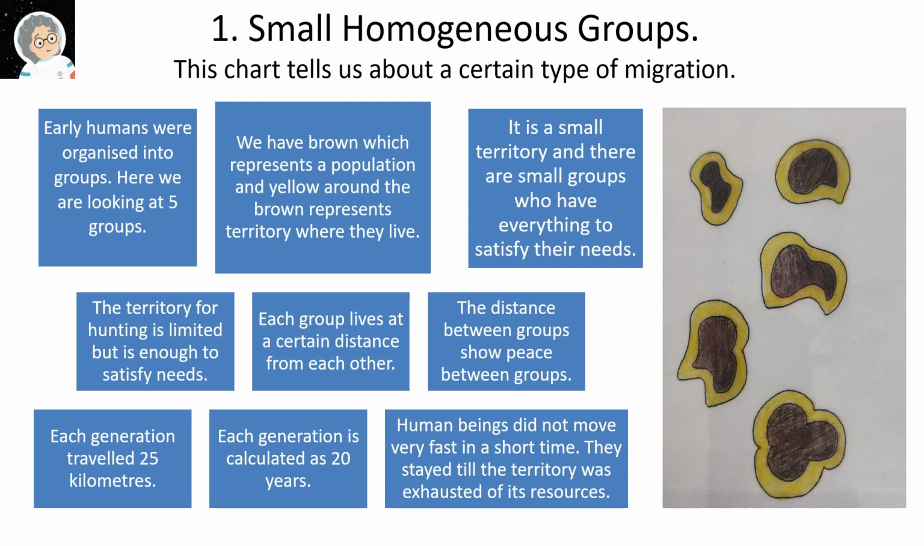We have brown, which represents a population, and yellow around the brown represents territory where they live. It is a small territory, and there are small groups who have everything to satisfy their needs. The territory for hunting is limited, but is enough to satisfy needs. Each group lives at a certain distance from each other. The distance between groups shows peace between the groups.